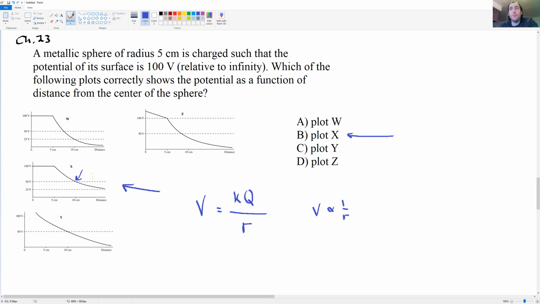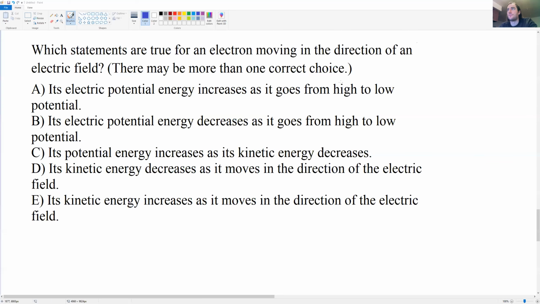Another possibility was this plot right here, but notice that it is decreasing proportional to 1 over r squared, so that one couldn't be the case, though certainly it looks very similar to plot X. So plot W and plot X look similar, but X is the correct choice, answer B. All right, we'll be back with the next question shortly, which will also be in chapter 23.